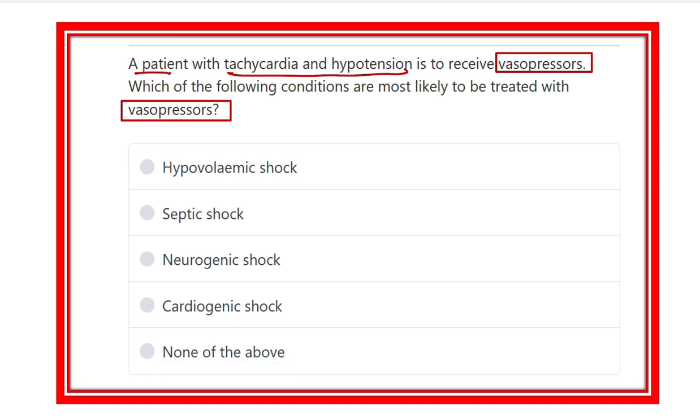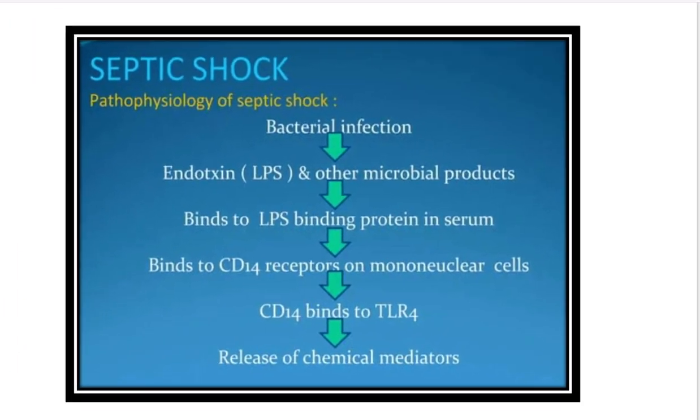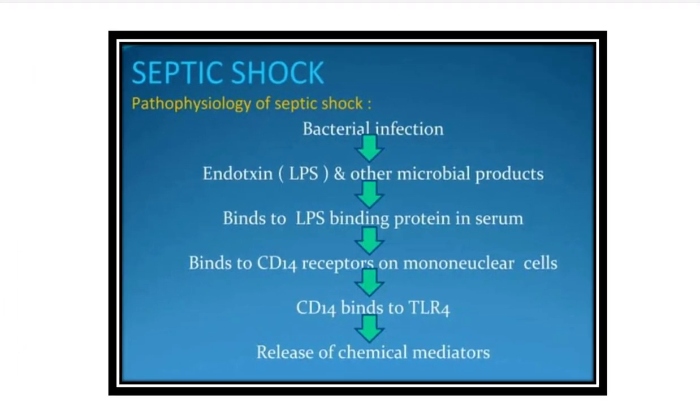So we have to find out the one type of shock in which a vasopressor is used, and in which tachycardia and hypotension develop. Tachycardia and hypotension develop. First of all, let's see septic shock. In septic shock, what happens?